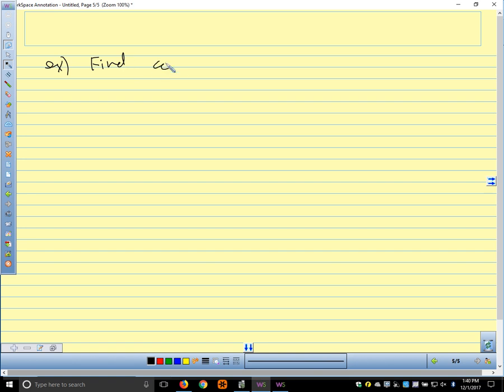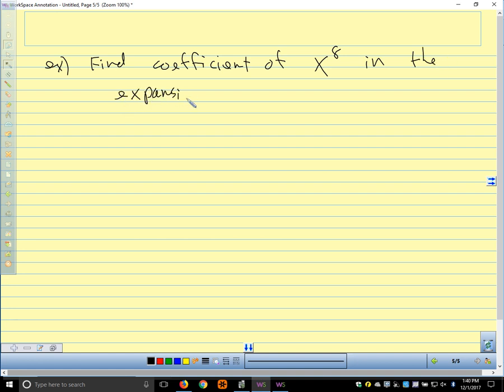Let's find the coefficient of x to the 8th in the expansion of (x squared plus 2) to the 12th. So we don't want to have to multiply out all 12 of these things. We don't want to have to find every term. We just want to figure out what's the coefficient, what's the number in front of the term with x to the 8th.